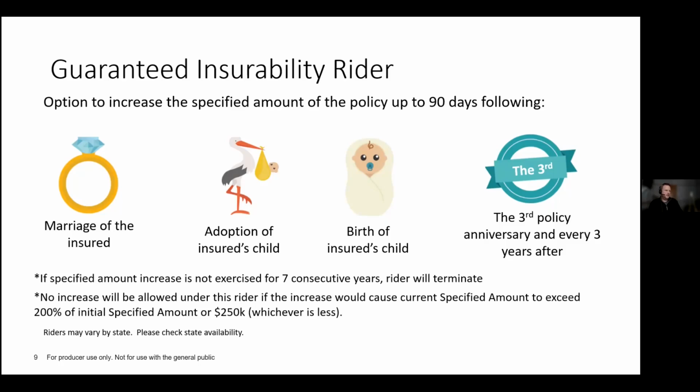There is an ability to go up to 200% of the original death benefit or 250,000, whatever is less. So if they had a 300,000, the maximum is they could add another 250.